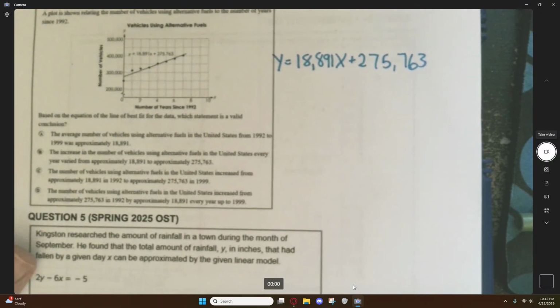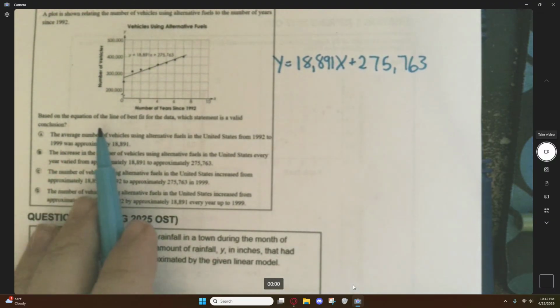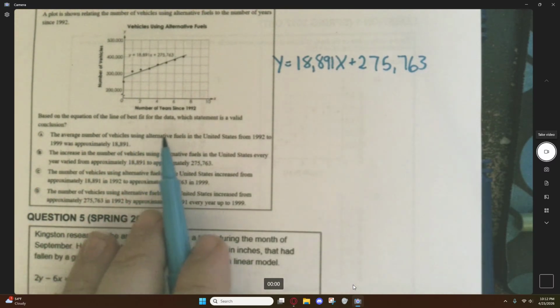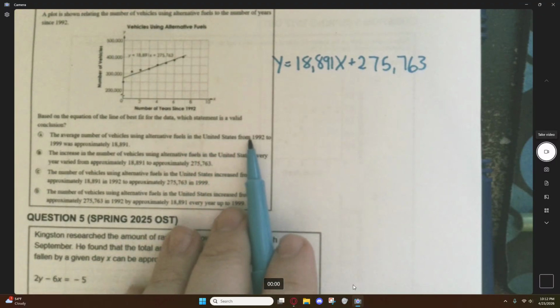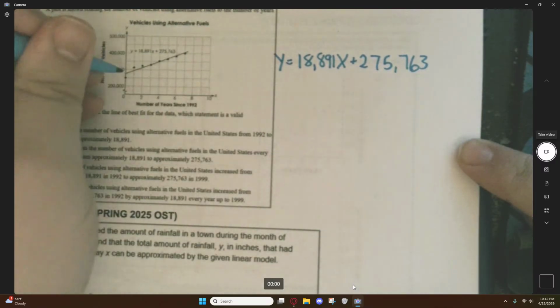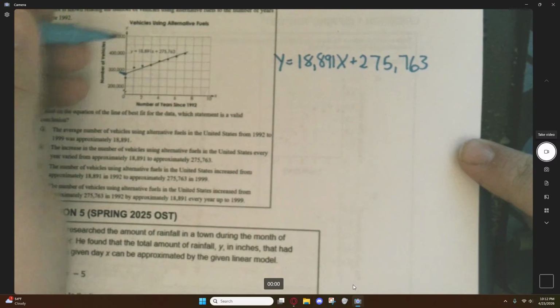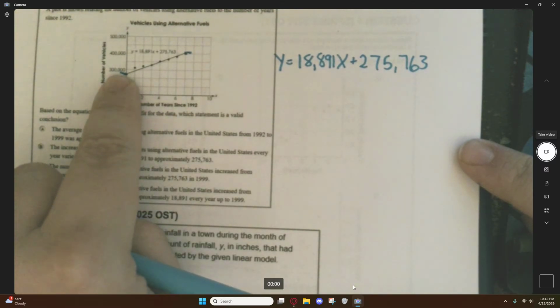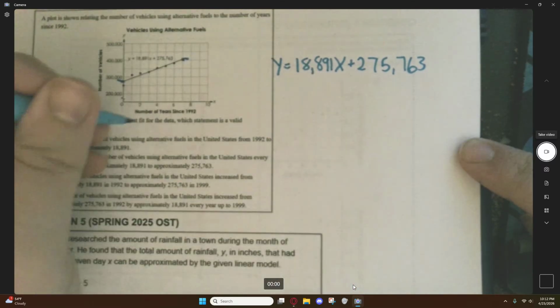Okay. So, based on the equation of the line, which is a valid conclusion? A. The average number of vehicles using alternative fuels in the United States from 1992 to 1999 was approximately 18,891. That would mean that the amount that it grew was only 18,000, which we can very much see it's not. This went from under 300,000 to over 400,000. Not A.